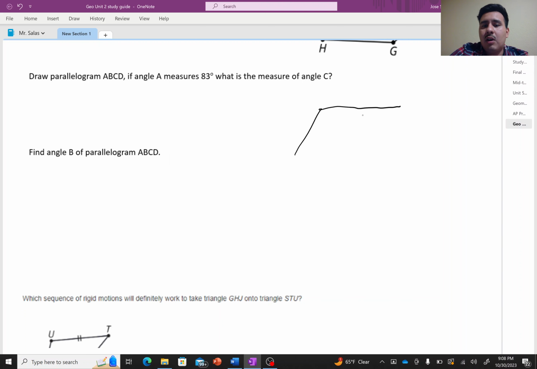What does it mean to be a parallelogram? Does anyone remember? I highly suggest you look at your notes.